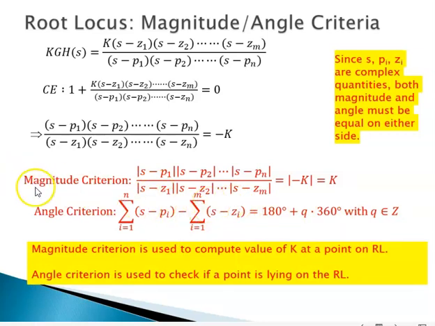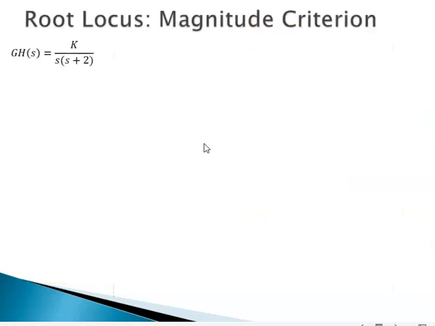Typically, we use the magnitude criterion to find the value of k at a point which we know ahead that it is existing on the root locus, whereas the angle criterion we use to find out whether a given point is lying on the root locus. We will show this magnitude criterion and angle criterion before we go into the rules of plotting the root locus.